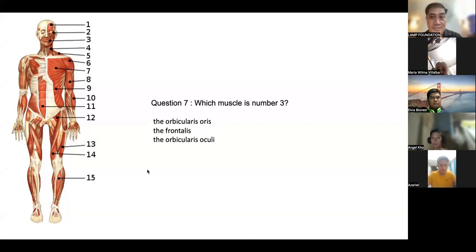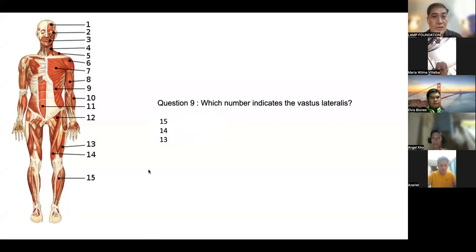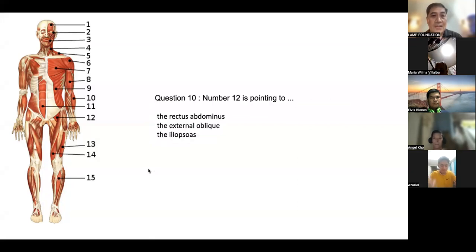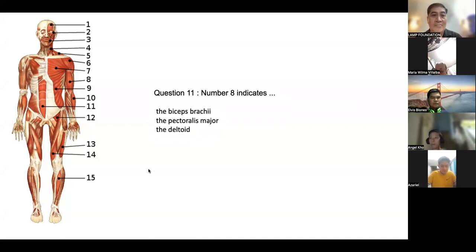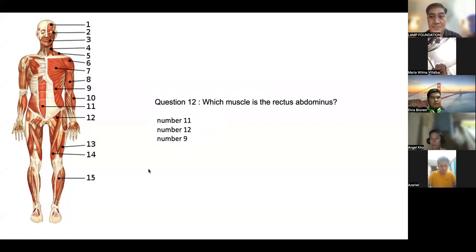Which muscle is number 3? The orbicularis oris. Number 9 indicates what muscle? The external oblique. Which number indicates the vastus lateralis? Number 13. Number 12 is pointing to? The iliopsoas. Okay, good. Number 8 indicates? Number 8 indicates the biceps brachii.